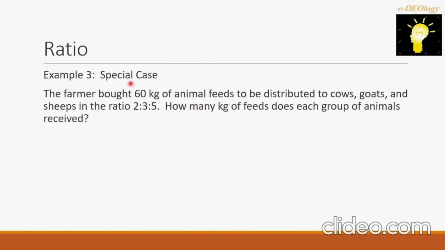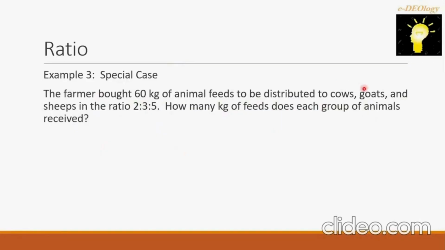Let's have example 3, and this is a special case because in the ratio there are 3 numbers. So let us read the problem first. The farmer bought 60 kilograms of animal feeds to be distributed to cows, goats, and sheep in the ratio 2:3:5. How many kilograms of feeds does each group of animals receive?